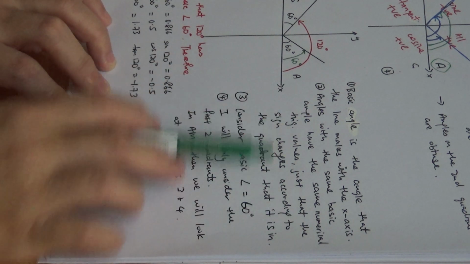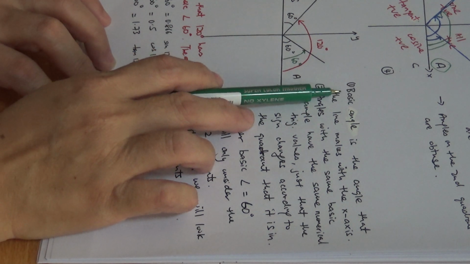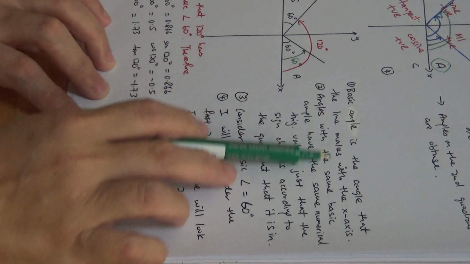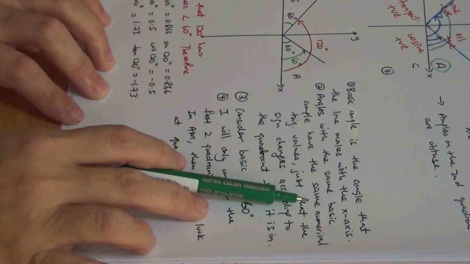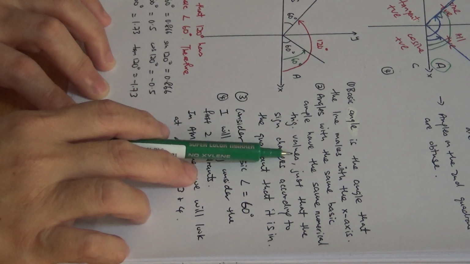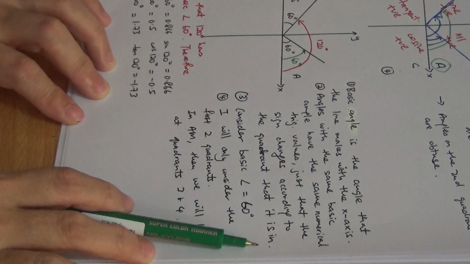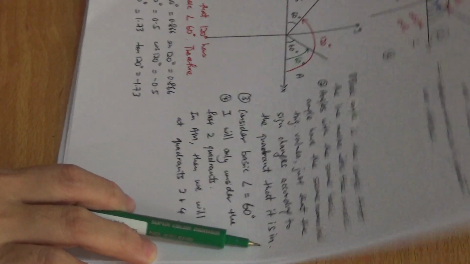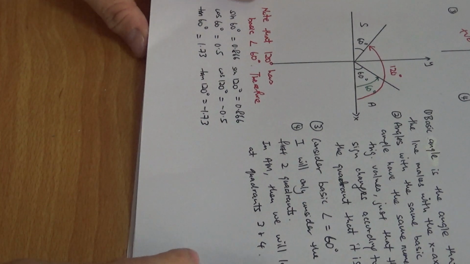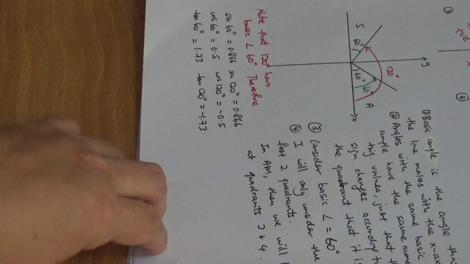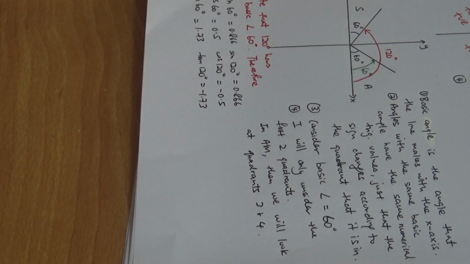Now, this looks very difficult, but let me explain to you with numerical terms. I repeat, a basic angle is the angle that the line makes with the x-axis. Angles with the same basic angle have the same numerical trigonometrical values, just that the sign changes according to which quadrant it is in. Now I just want you to consider this particular example here, and I hope that this will clarify all the doubts that you're having.